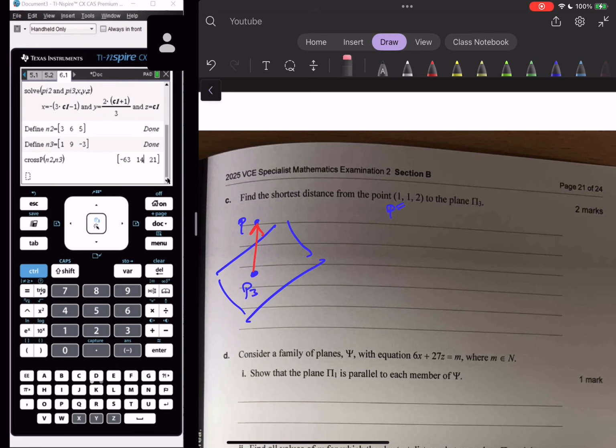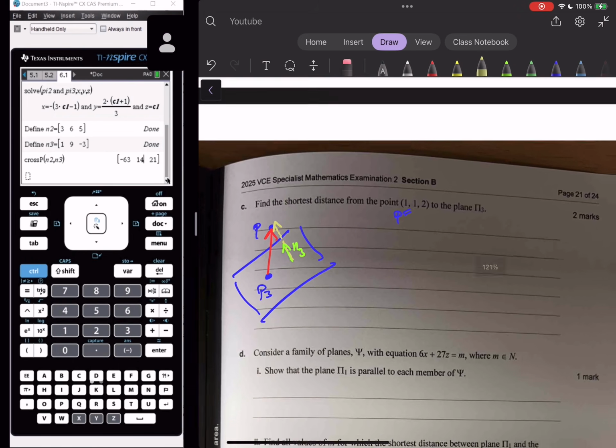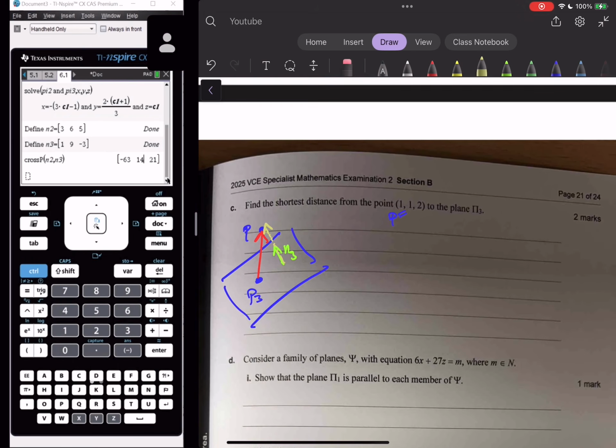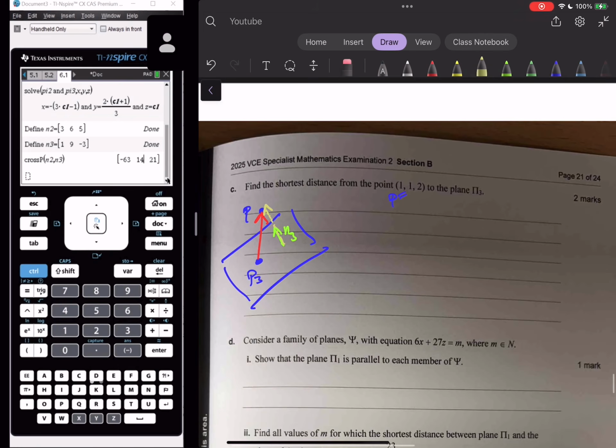Maybe it's more illustrative if I draw the normal vector over here. That's our N3. And then we're finding the vector projection, which will give us this yellow vector here, and that's going to be the shortest length. Okay. There's also a formula for this as well, which I don't remember, and I don't have the formula in front of me, so I'm just going to do this from scratch.